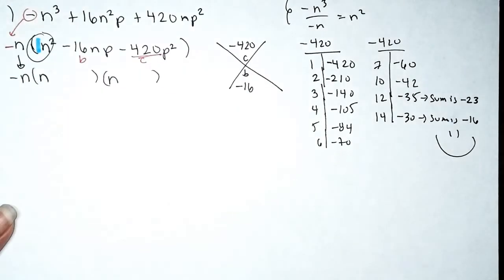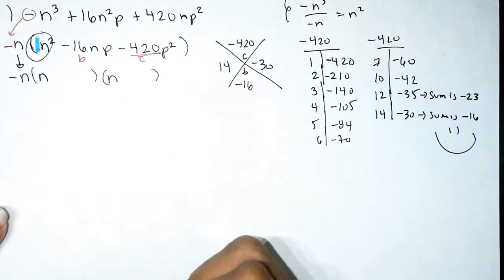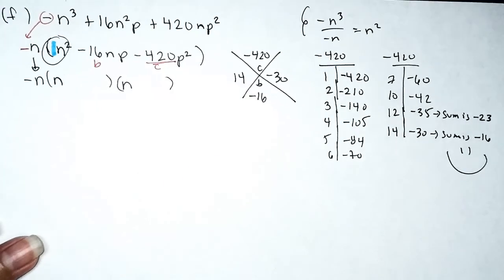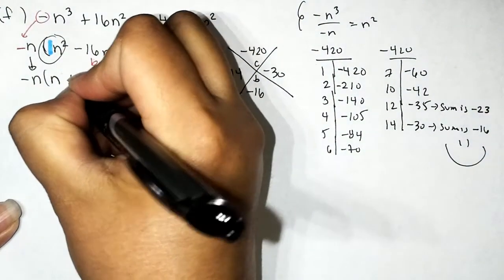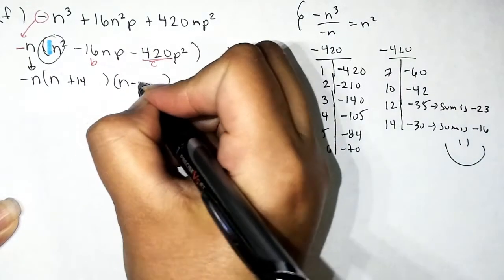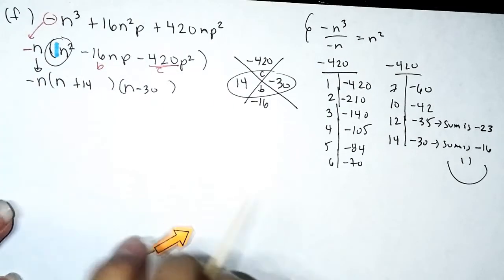Okay, so the numbers will be 14 and negative 30. So to begin to complete the binomial factors, one side number should read positive 14 and the other side number should read negative 30. But check it out. Oh, I'm gonna bring back my special effects.